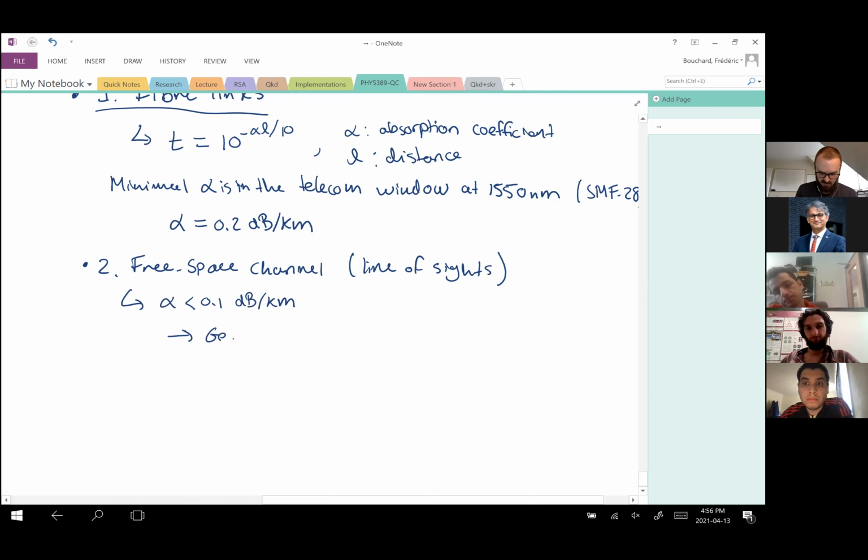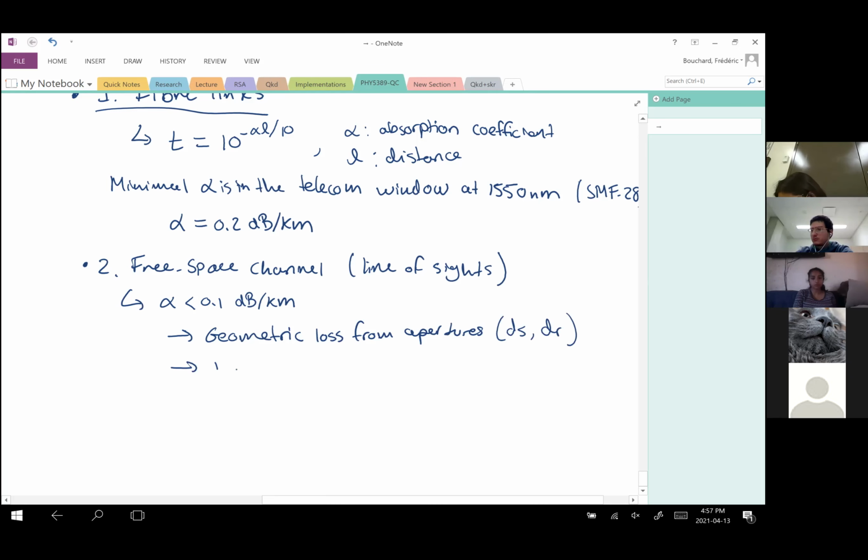But you have other things going on. So geometric loss from apertures. You have the sender's aperture and the receiver aperture that will give you loss. You have just the divergence of the beam, because when you're going through long distances, any kind of optical beam will diverge. And then you can get some formula for the transmission that looks something like that, with D over L squared.